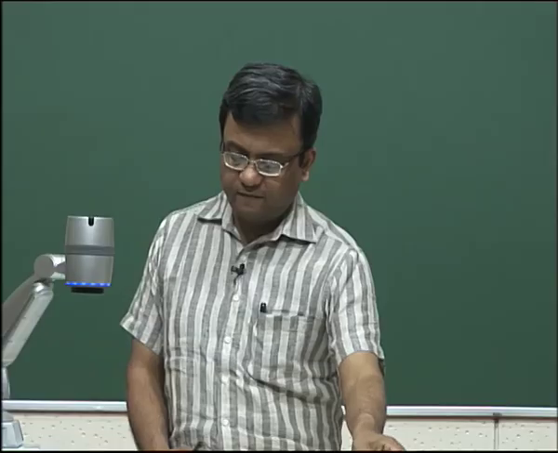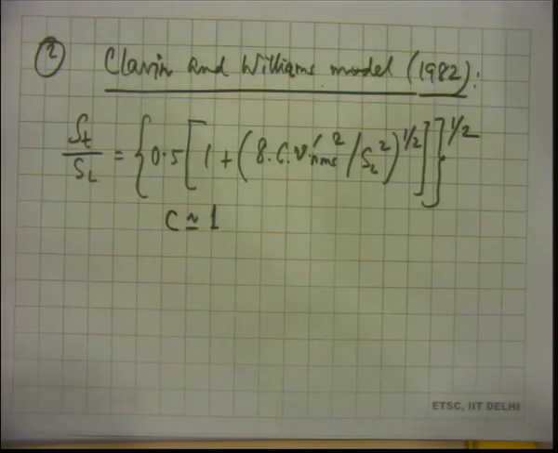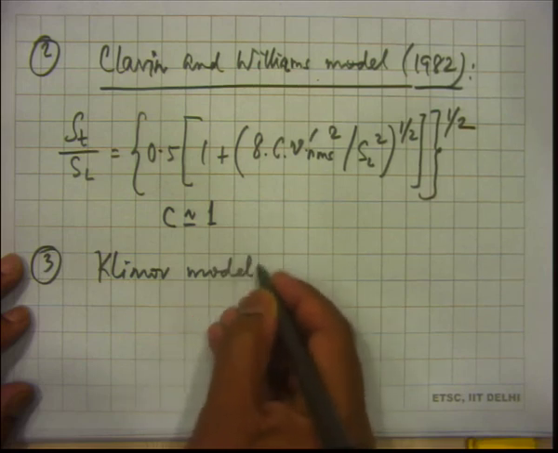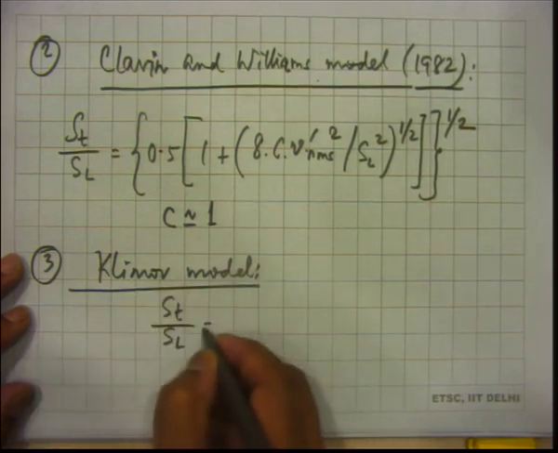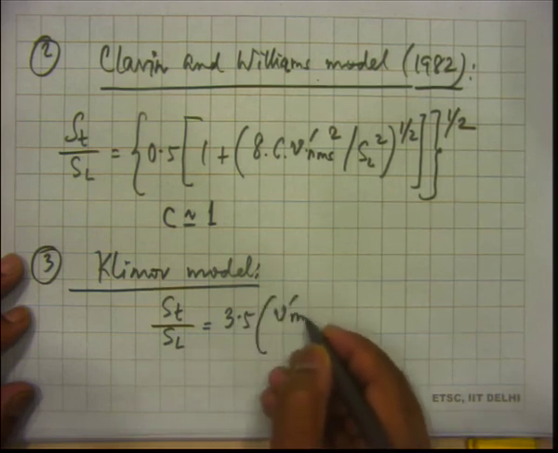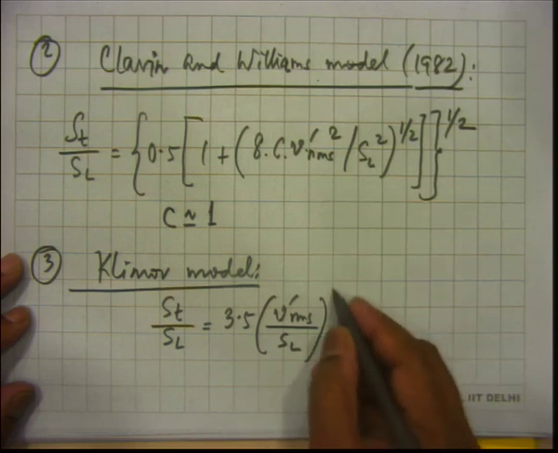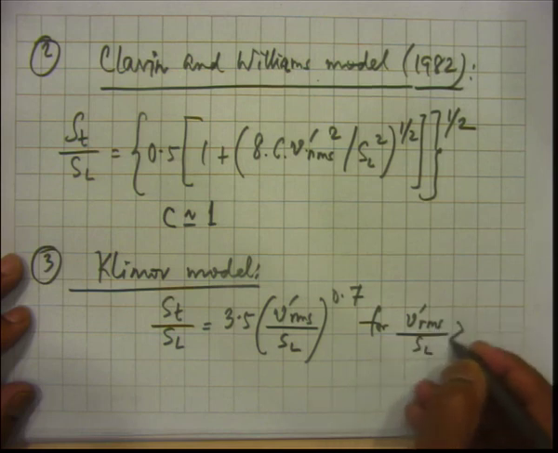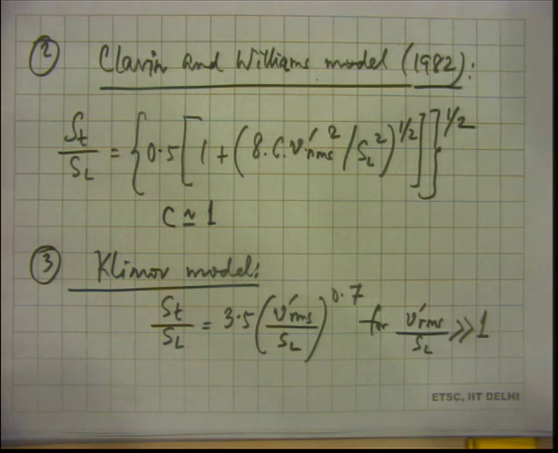And then we have this one, which is Clavin and Williams model, and there is also Klimov model, which is ST by SL equal to 3.5 V prime RMS divided by SL to the power 0.7 for... again, no need to remember these things, but you should know that such relations exist, so that you can use these if necessary.